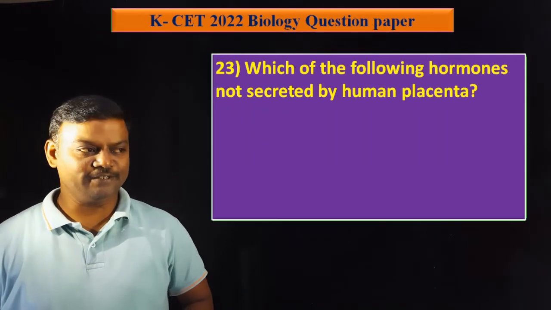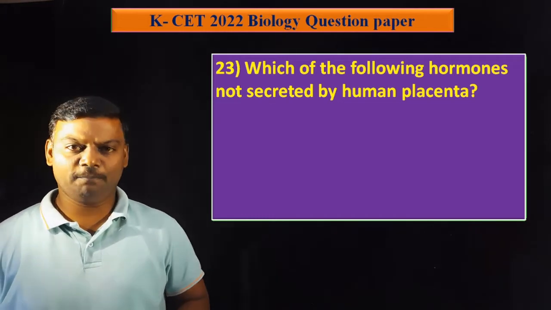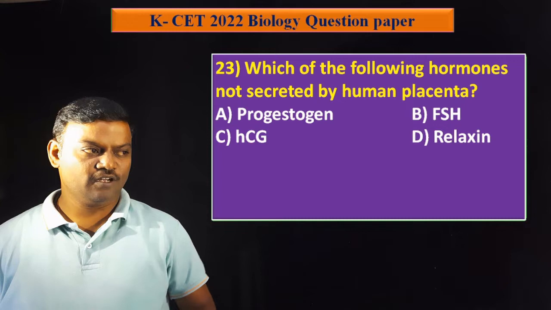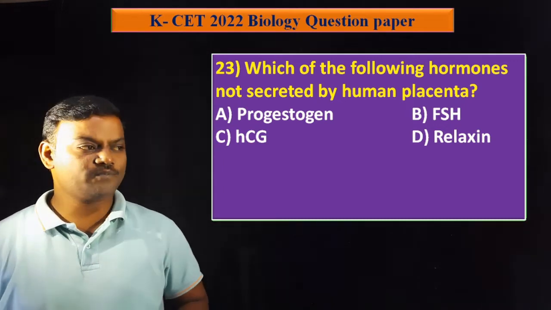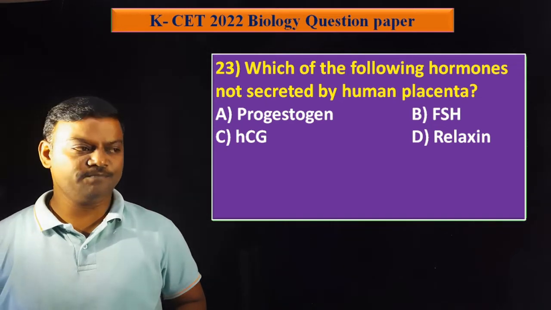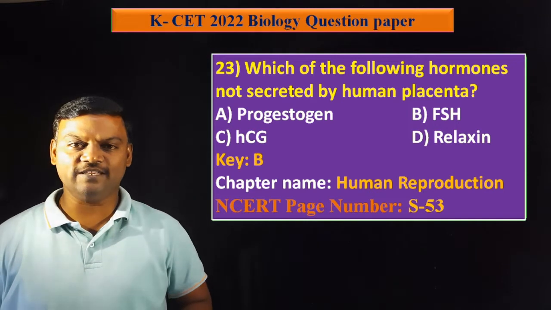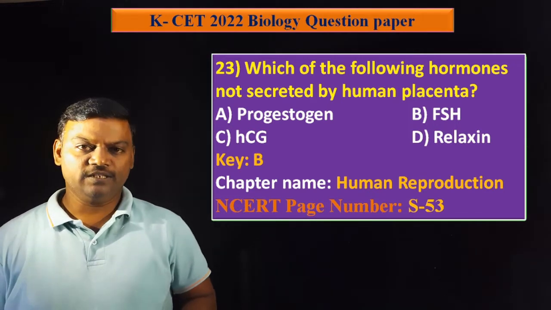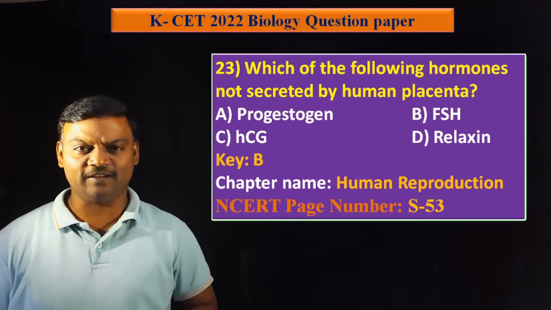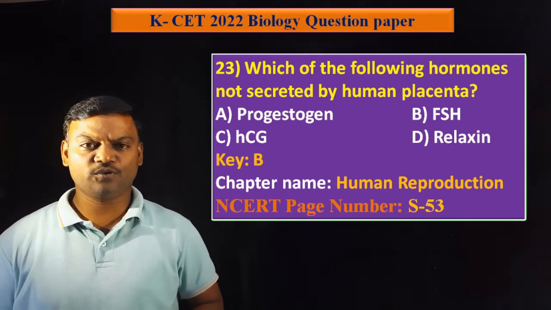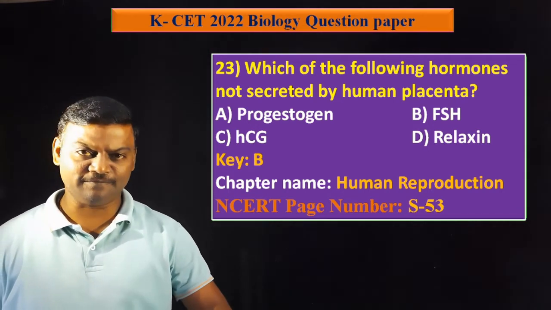Question number 23. Which of the following hormones is not secreted by the human placenta? Option A, progestogen. Option B, FSH. Option C, HCG. Option D, relaxin. The correct answer is option B. FSH is a hormone that is not related to the human placenta. It is a question from Human Reproduction, NCERT, page number 53.